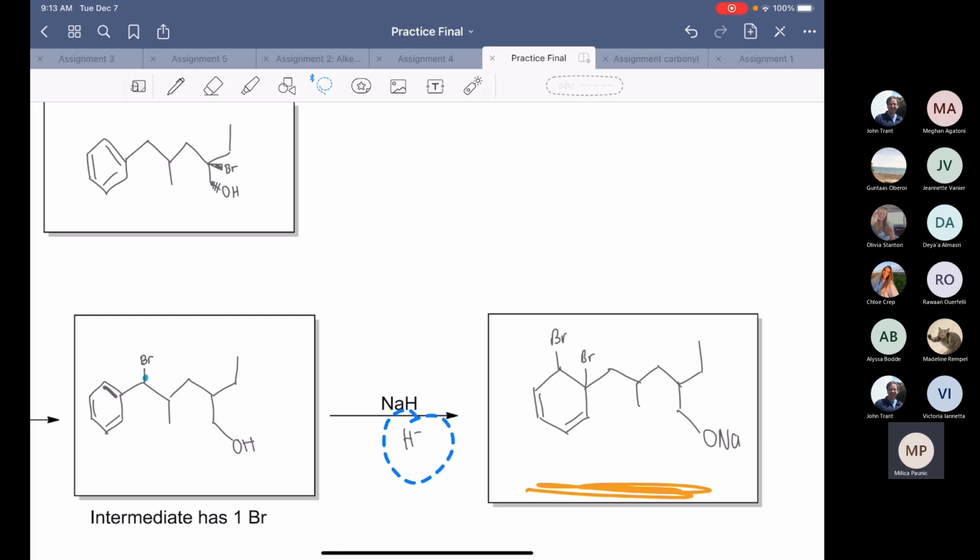What I was thinking is that I'm just going to erase this. What I was thinking was that this hydrogen would just react with the hydrogen here. You're absolutely right. But you have a bromine on your molecule. You dropped your bromine.